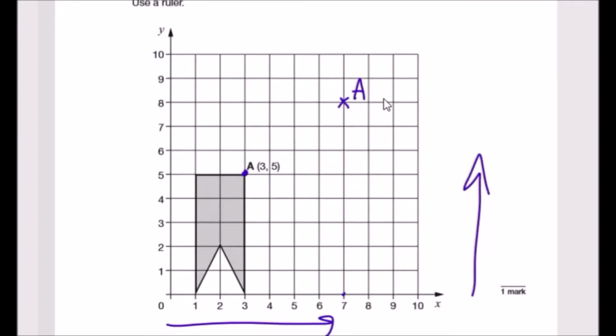Okay, so if we just recreate the shape, actually it's quite easy. We can see that there's a length of 2 to the left hand side, so we can move 2 across here. Remember, use a ruler, and then go all the way down. We can see that the height is from 5 to 0, so that's a total height of 5 squares. So we need to go 5 squares down. So 1, 2, 3, 4, 5. So in other words, from 8 to 3.